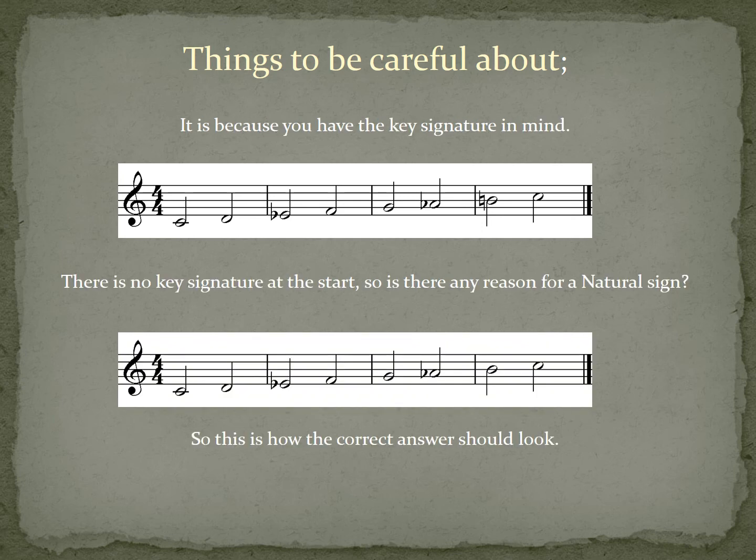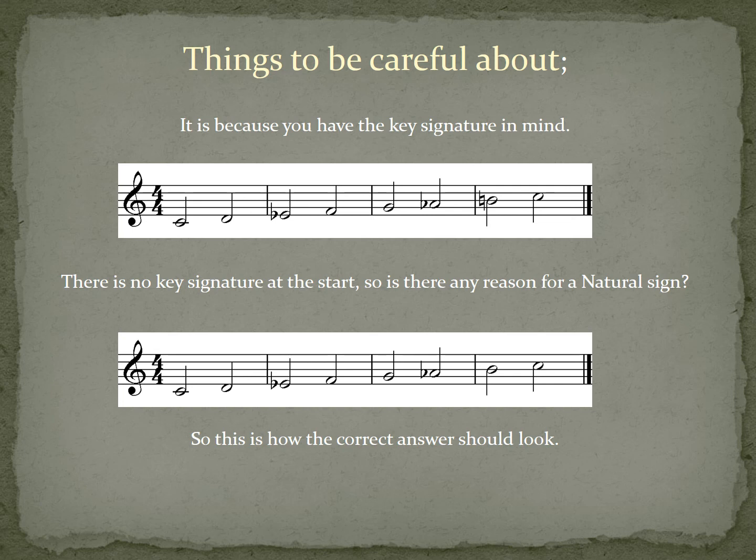So why wasn't that correct? We followed all the rules. Well, the reason is because although you've got your key signature in mind, there is no key signature at the start. So is there any actual reason to put a natural sign in front of that B note? Because there's nothing in the key signature to tell you that it should be flat. So there's no reason to put a natural sign in.